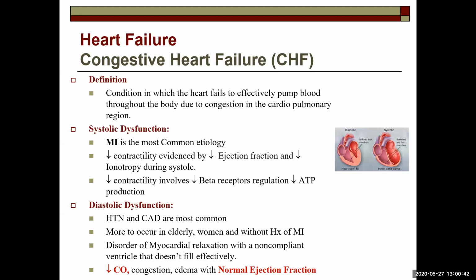We have two types: either systolic dysfunction or diastolic dysfunction. Again, systolic means during your ejection, during your pumping. So an MI can cause this. An MI, myocardial infarction, means you have a blockage in one of the coronaries that led to necrosis of the muscles of the heart.